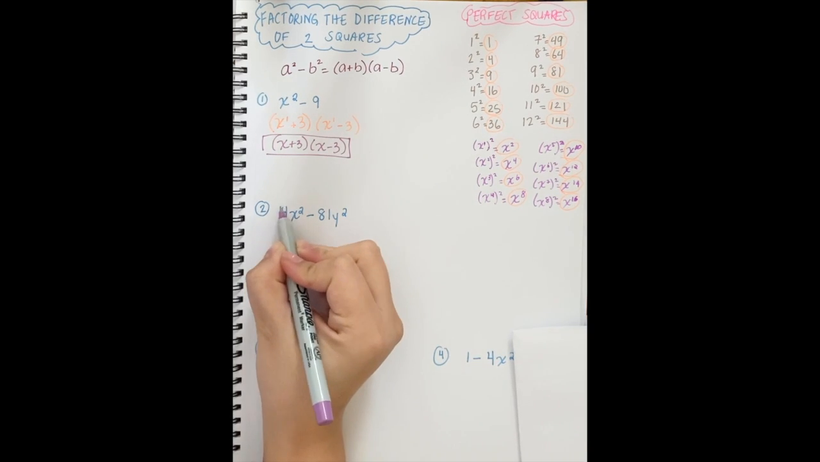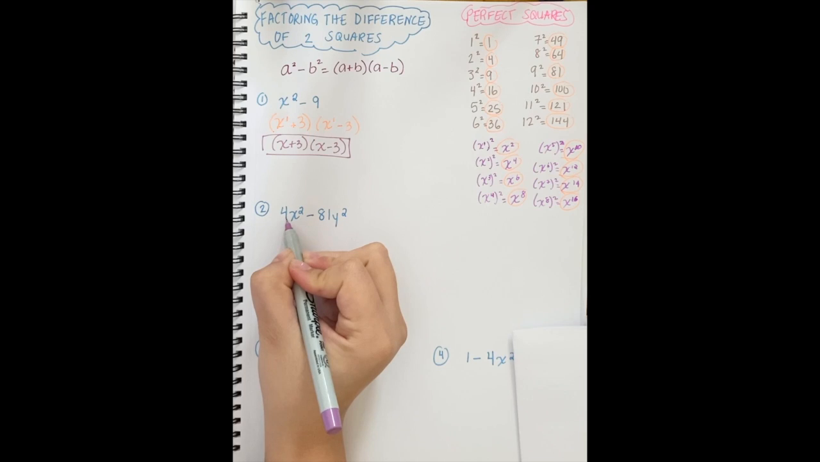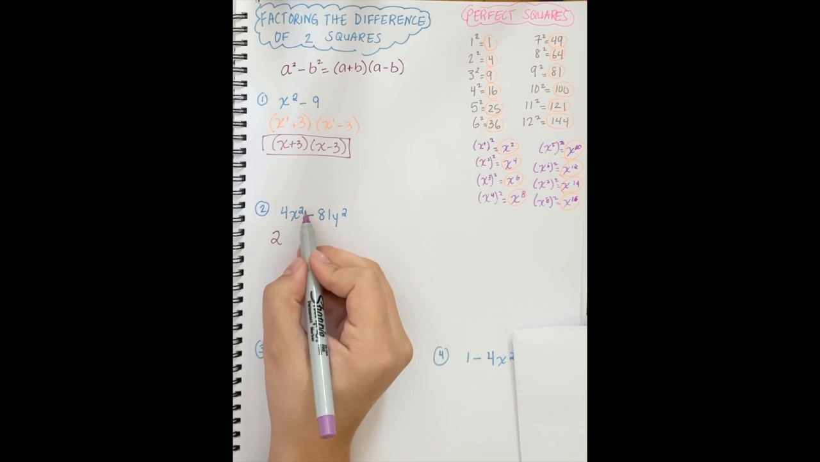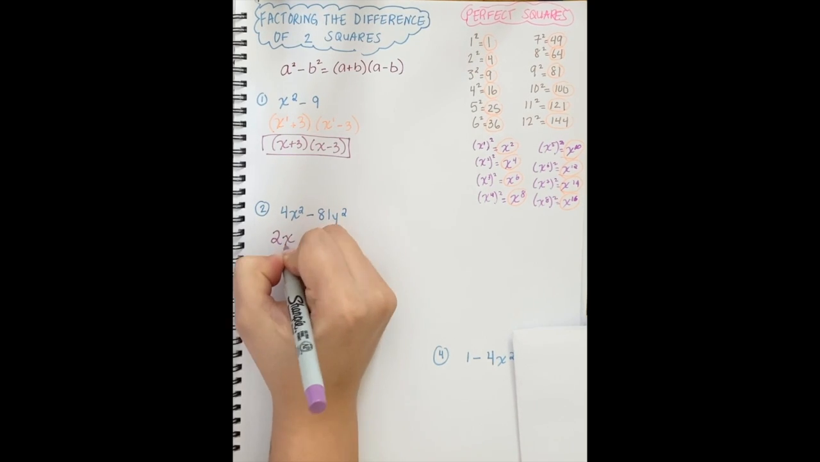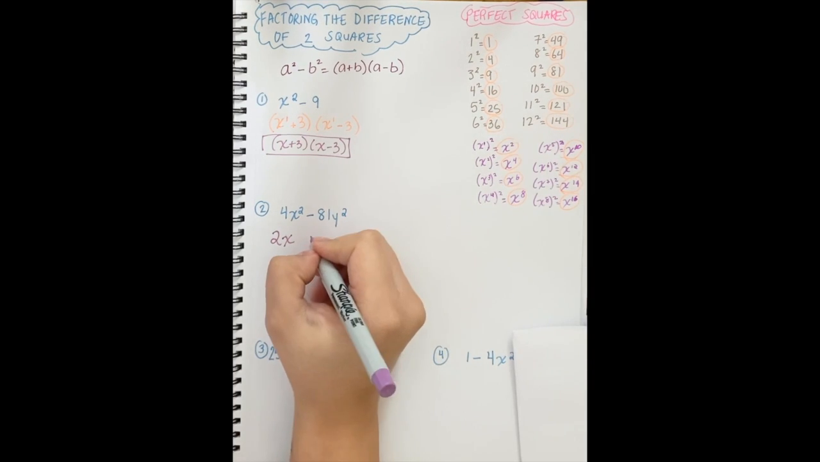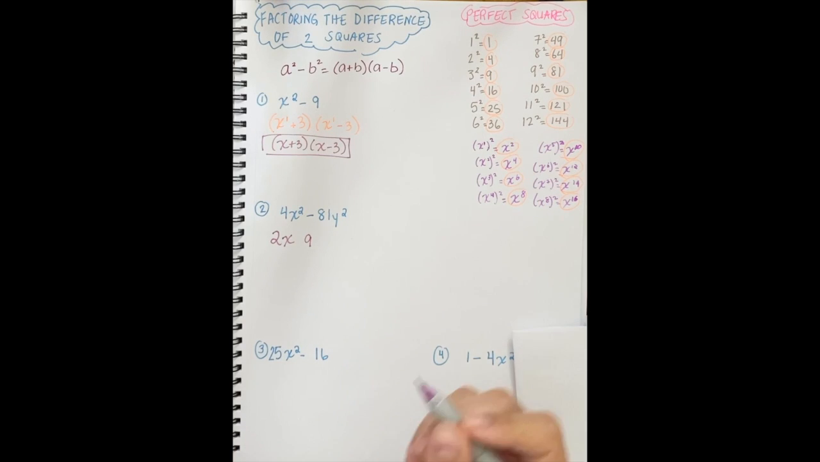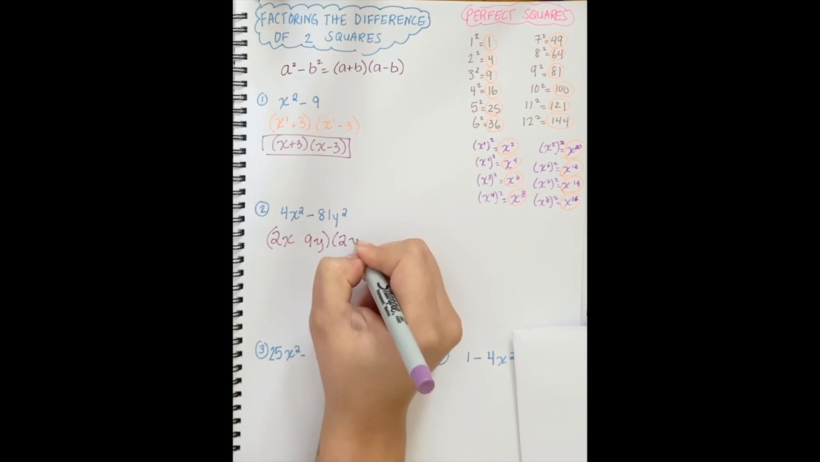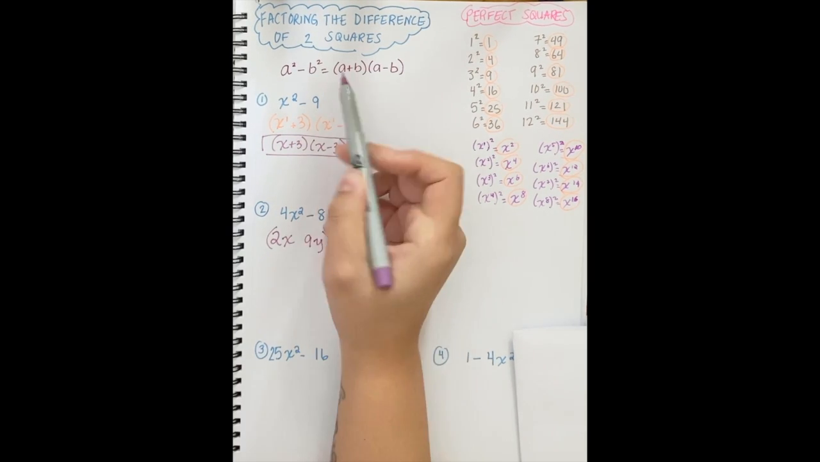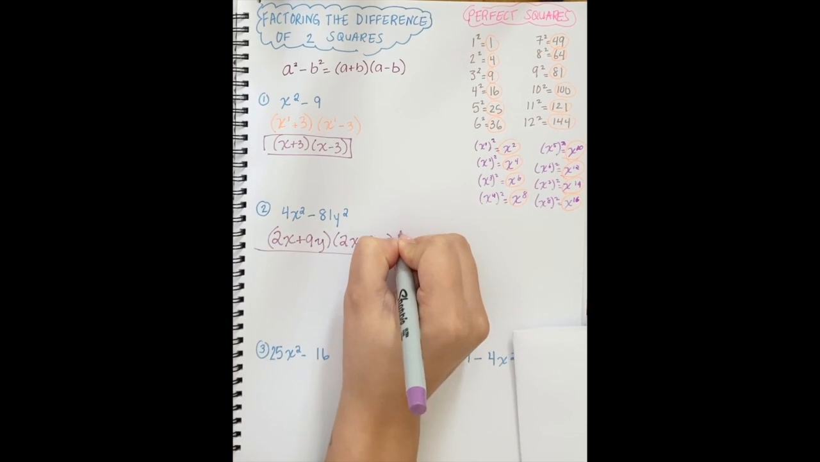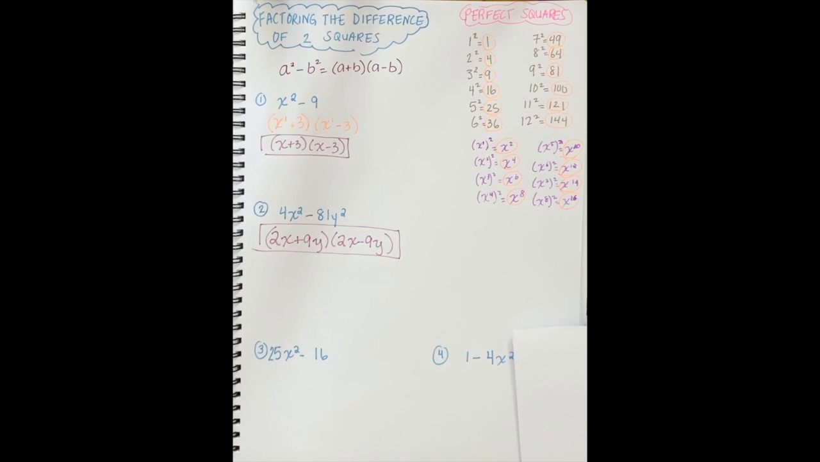So what is the square root of 4? What number times itself gives you 4? That's 2. What times itself gives you x squared? That's x. What times itself gives you 81? That's 9. What times itself gives you y squared? That's y. So you'll have them twice. And just as this rule says, one plus, one minus. That's it. Let's look at two more examples.